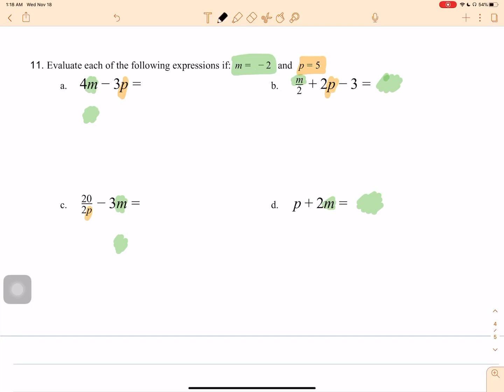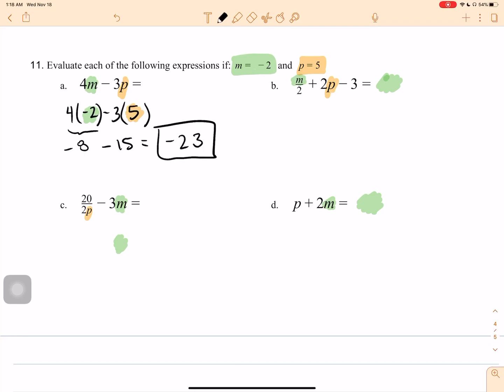So here's what I'm going to do here. I'm going to do 4 times -2 minus 3 times the P, which is 5. Okay, so 4 times -2 minus 3 times 5. This would be -8 minus 15, which is -23. Remember, calculators are fair game, so make sure you're familiar with using that Desmos scientific calculator.